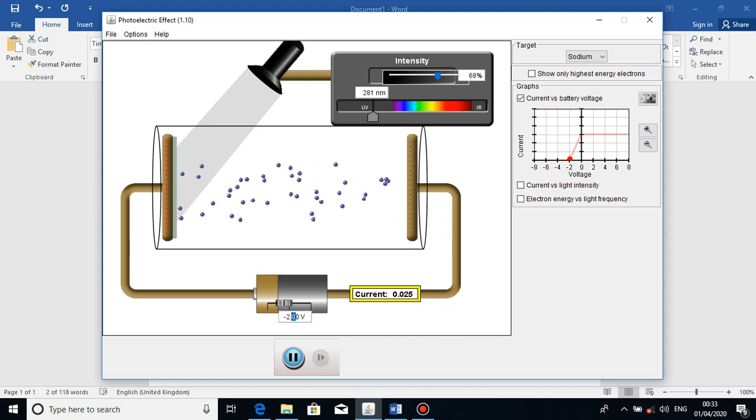But if I increase this by a little value, to minus 2.1 volts, what happens now? Then the current is 0, which means that the highest energy electrons cannot reach this point, which means that the kinetic energy carried by each electron at this point is enough to let it reach here and not be in touch with this plate.